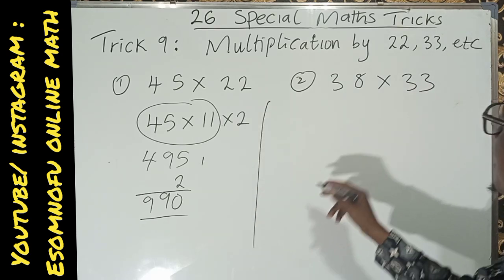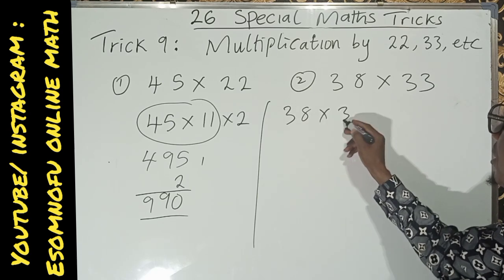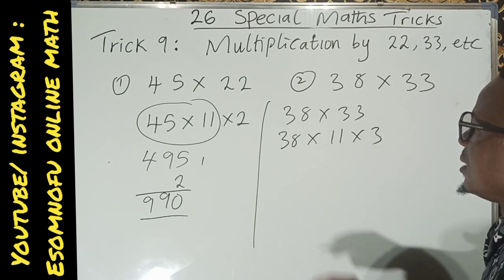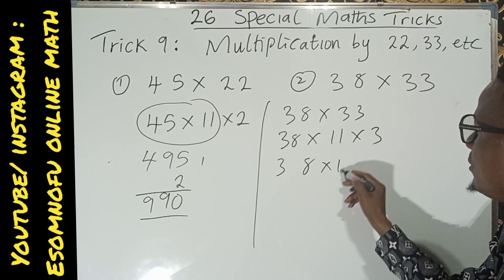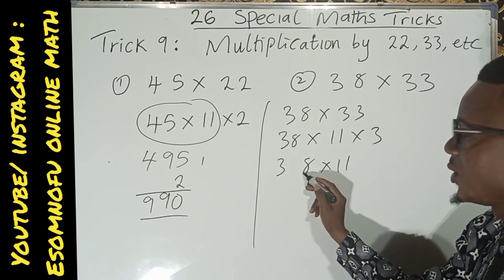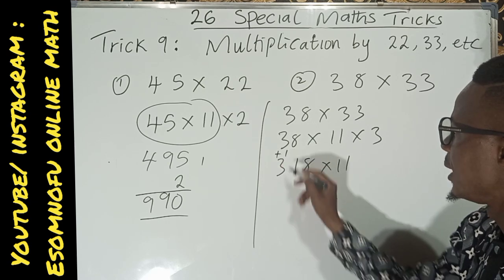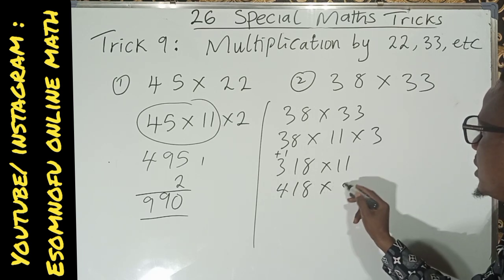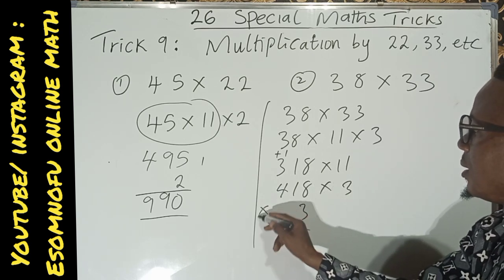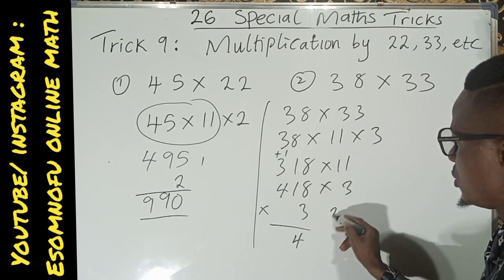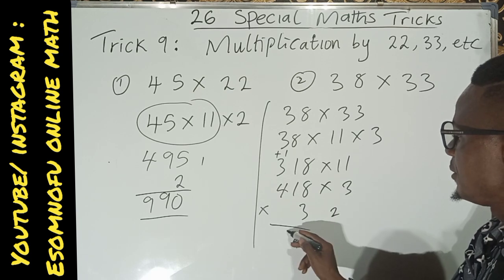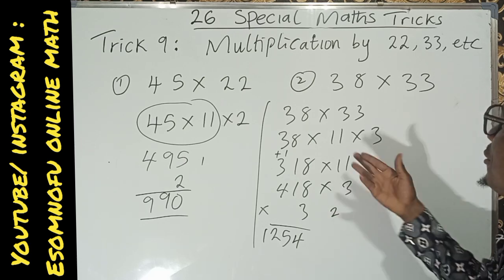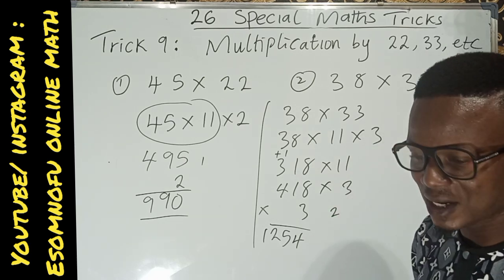Now for 33, if I want to multiply 38 by 33, I know that 33 can be seen as 11 by 3. And to multiply 38 by 11, I will just add the digits. 3 plus 8 is 11. I'll write 1 carry 1. That 1 plus 3 will give me 4. So I'm having 418, then times this 3 here. So let me multiply. 3 times 8 is 24. You write 4 carry 2. 3 times 1 is 3 plus 2, 5. And 3 times 4 is 12. So this is the answer. If it is 444, you know what to do. So let's go to the next trick.